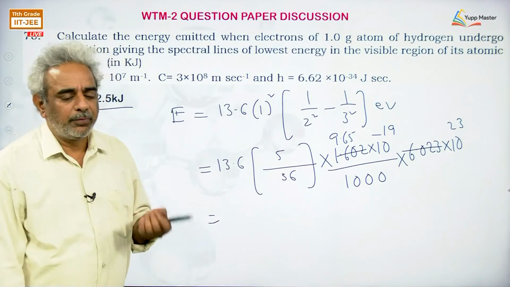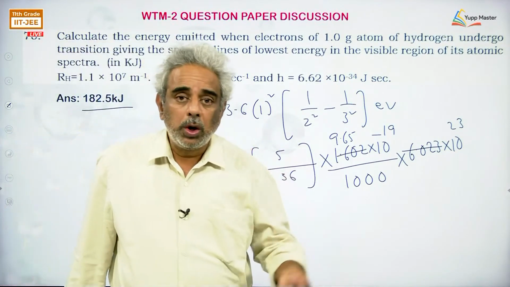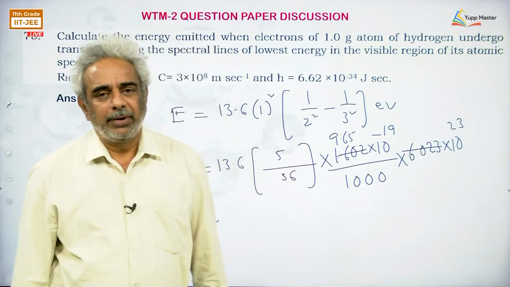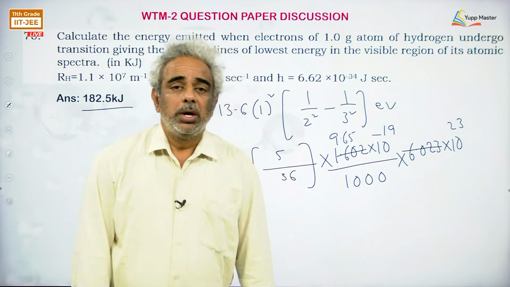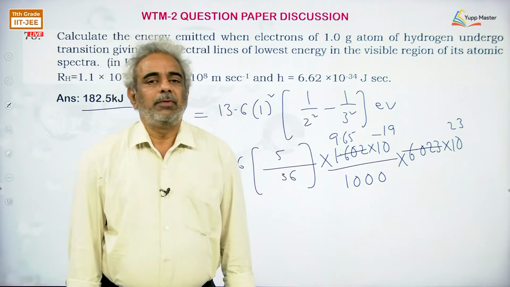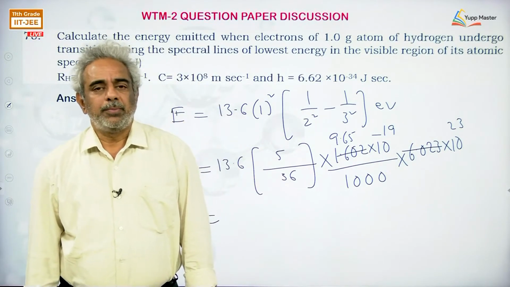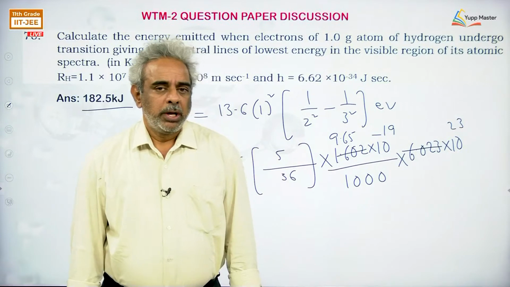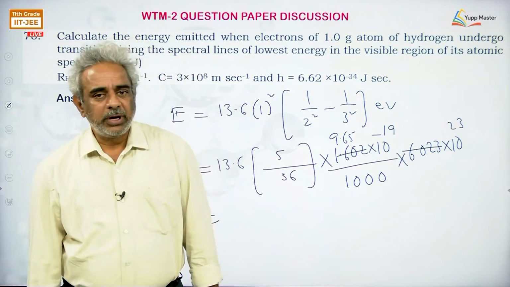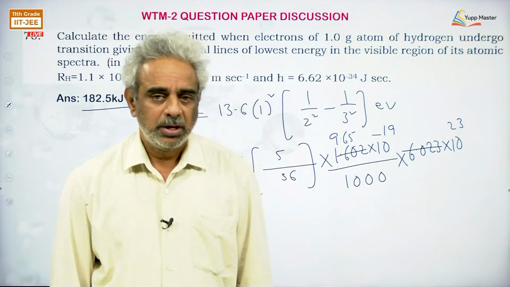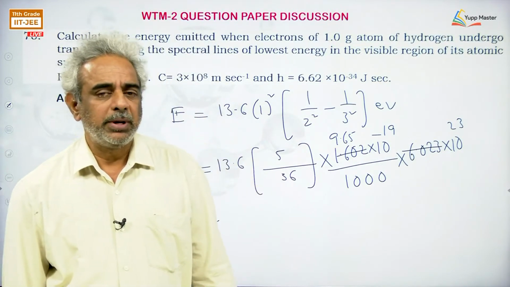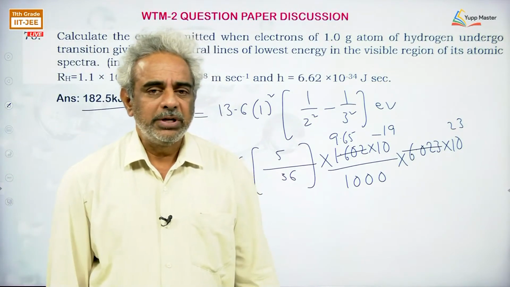See, be careful. Mole you should always multiply with Avogadro's number. Whenever you want to convert electron volt into joules, you should multiply with 1.602 into 10 power minus 19 joules. If you want to convert into ergs, 1 electron volt is 1.602 into 10 power minus 12 ergs. So, my dear students, you must be always equipped with these conversions.